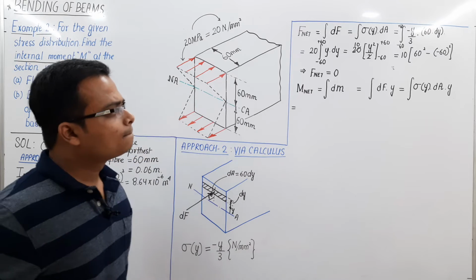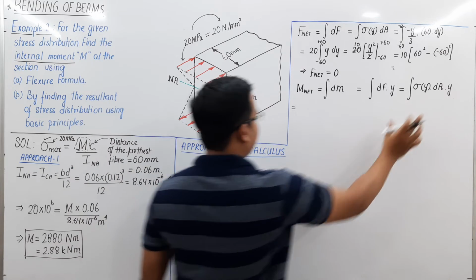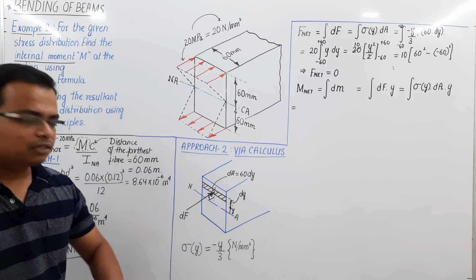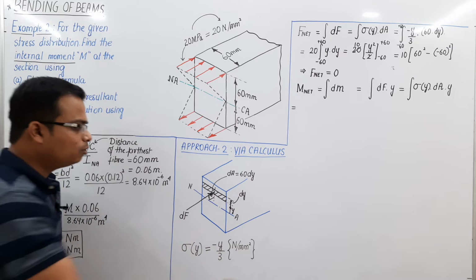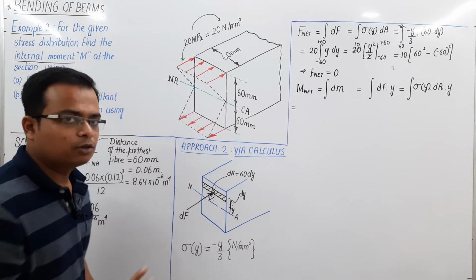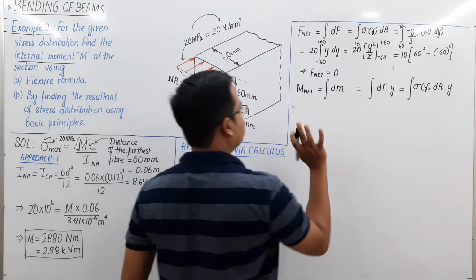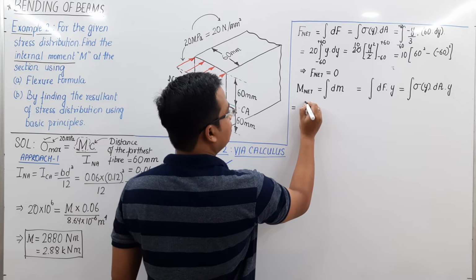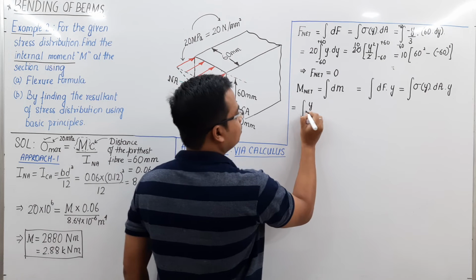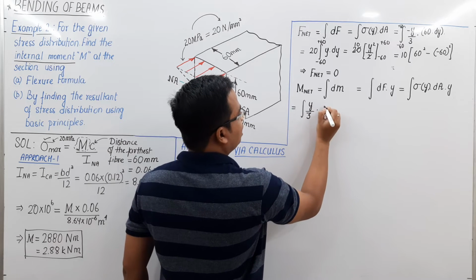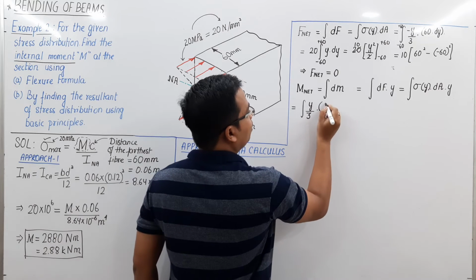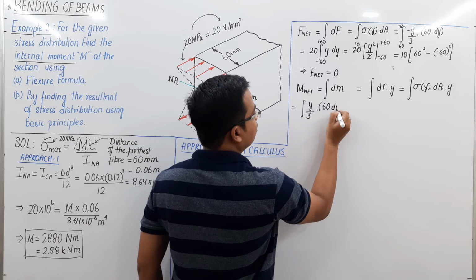Now, if you watch sigma y, we already know sigma y is equal to y by 3. You forget about the plus minus sign from here, right? We already know, since it is inwards, the thumb is into the board, this way the moment has got to be positive. Just forget about the sign, just simply put it up. That's the integral of sigma y, write it as y by 3, multiplied by, what is dA? dA is 60 dy.